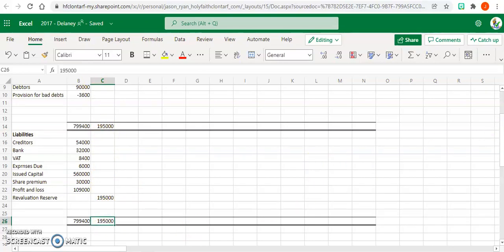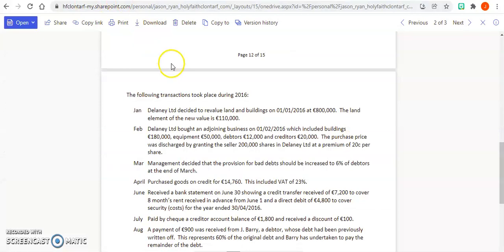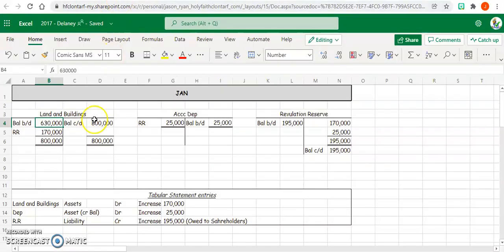Okay. The theory behind it is going to look like this. You're going to have your land and buildings account, your cumulative depreciation account, and your revaluation reserve account. Your land and buildings, this 630,000 is going to come straight from the question. So that's the value of our land and buildings, 630,000. We've revalued it to 800,000. So that's going to be the new figure that we're going to bring down to the next period. So it's going to be our balancing figure. So the difference between the two is the 170,000.